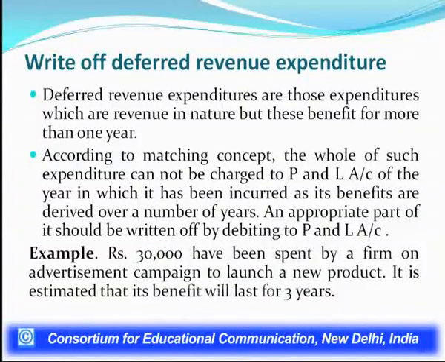Then there are the revenue expenditures. Revenue expenditures are those expenditures which do not create any capital value or capital asset, and their benefits are derived immediately. For example, wages paid, salaries paid, electricity bill paid, telephone charges paid, stationery consumed, conveyance charges paid, all these are revenue expenditures. There is another category of expenditure, that is deferred revenue expenditure. Deferred revenue expenditures are those expenditures which are of revenue nature, but their benefits are derived for more than 1 year.